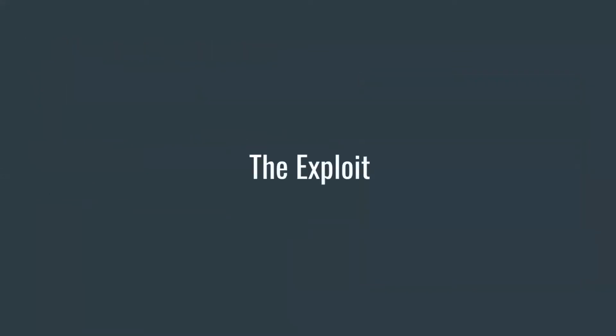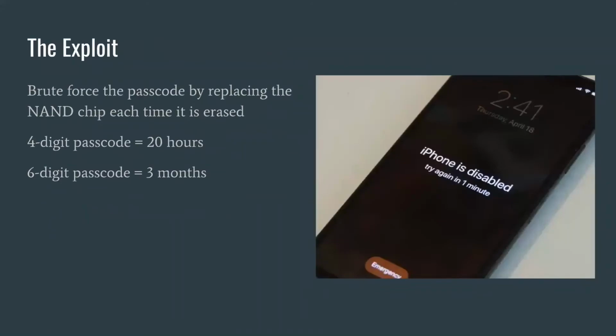So now we'll talk about the exploit and the process. The passcode can be brute forced by replacing the NAND chip with a clone every time it's erased. When the NAND is replaced, the phone allows another cycle of passcode attempts. This process of incorrect attempts, restoring, and replacing the NAND chip gives the attacker an unlimited number of passcode attempts, allowing them to brute force the passcode.